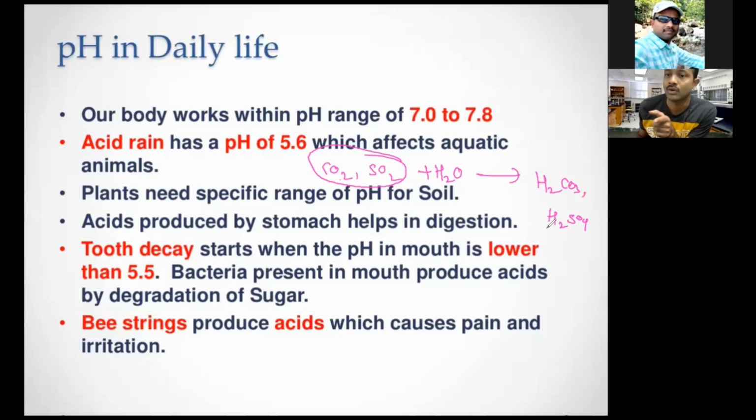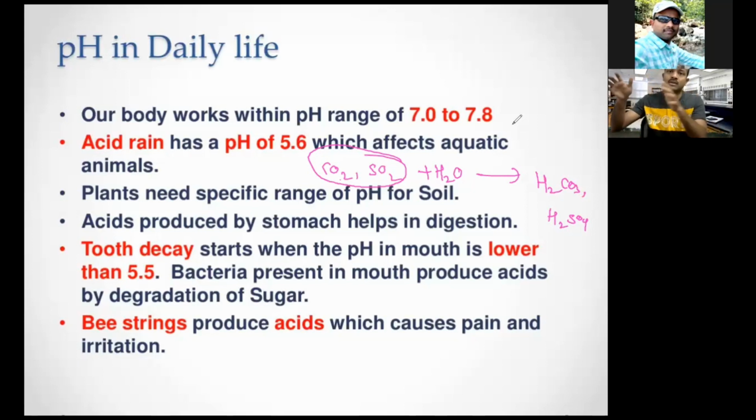If the concentration of CO2 and SO2 in the atmosphere is more, and these react with the rainwater, it becomes acidic in nature. Why? Because of the formation of acids. When these gases, CO2 and SO2, react with water, what will you get here? Carbonic acid you will get, and sulfuric acid also. Whatever acid you get causes acidic behavior in the rain. So the rainwater will become acidic in nature.